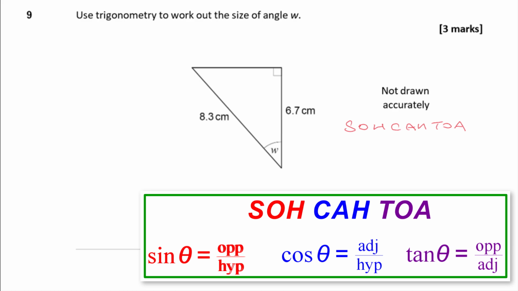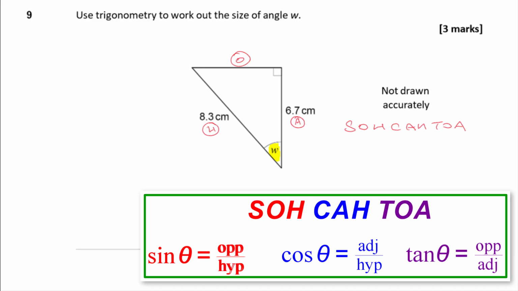Okay, so label up my triangle. Here's the angle down here. This side is the longest, so it's got to be the hypotenuse. The 6.7 joins onto the angle I've been given, so that's got to be the adjacent. And this one over here that we don't know anything about and don't want, that's the opposite. Then you need to choose which is the right ratio to use in this case.